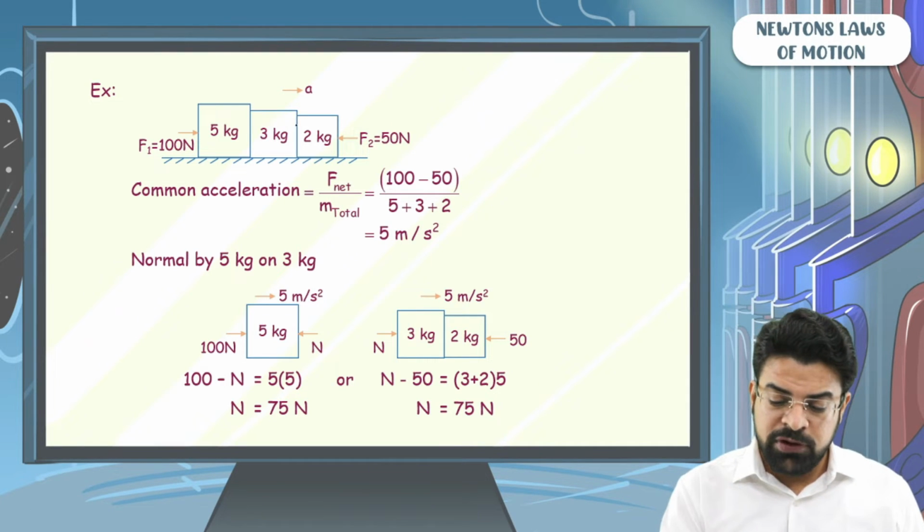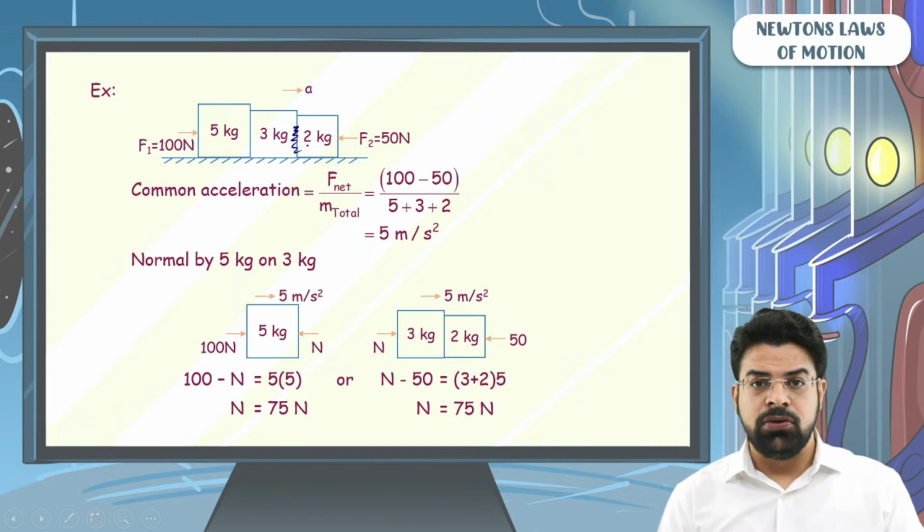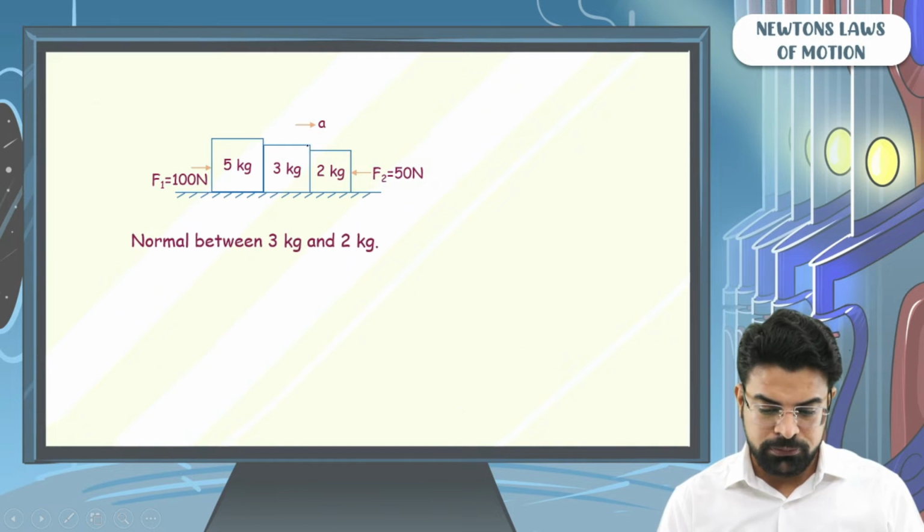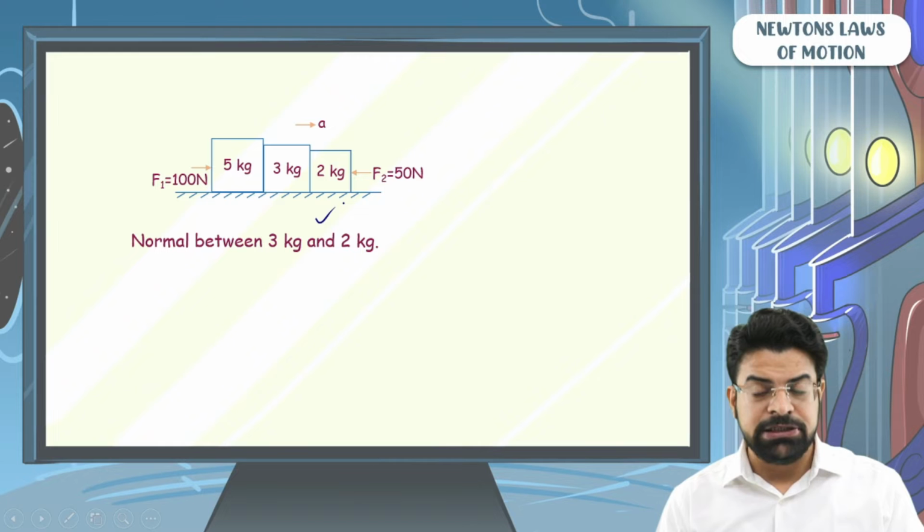Now, what if we need to find the normal reaction between 3 kg and 2 kg? So let's find it out. Normal reaction between 3 kg and 2 kg.